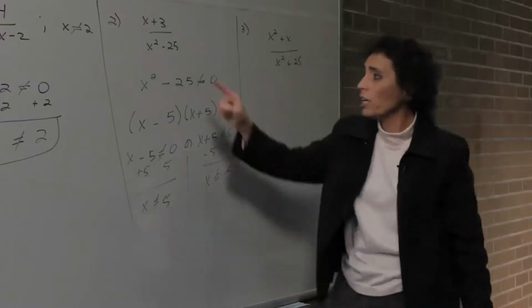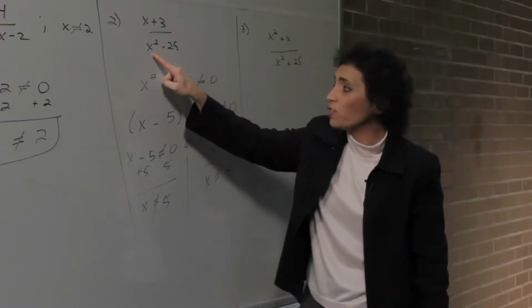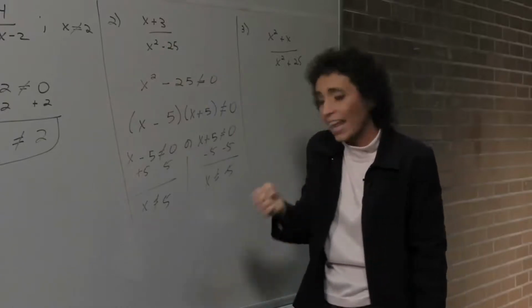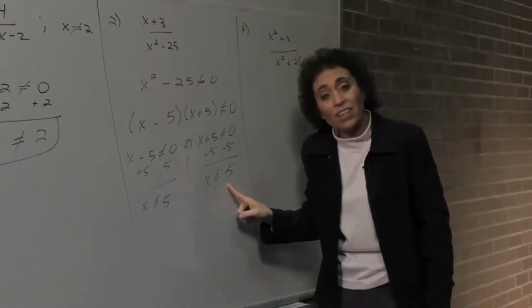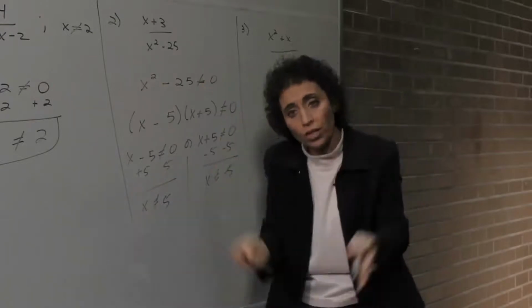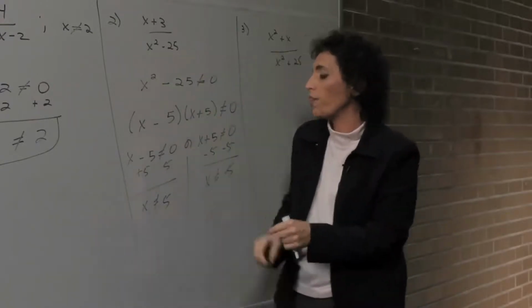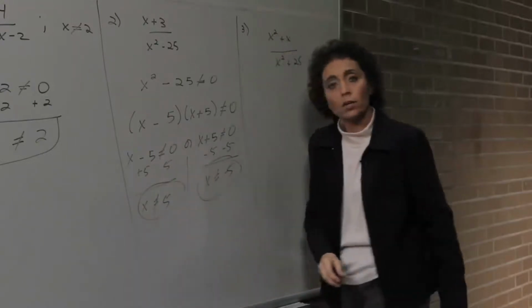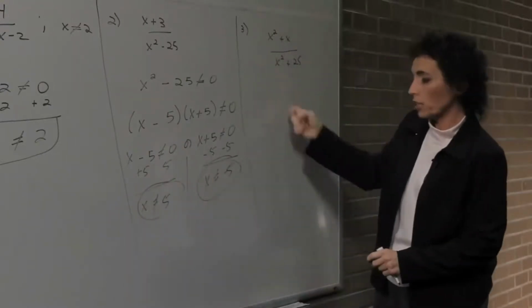That makes sense. Watch. If x is 5, then that's 5 squared, which is 25, minus 25. That would be 0. So I can't have 5. I cannot have negative 5 either, because that would be negative 5 quantity squared, the whole thing squared, which is 25, minus 25. I'd get 0 again. So these are the numbers I can't have. Okay? So let's take a look at this one.